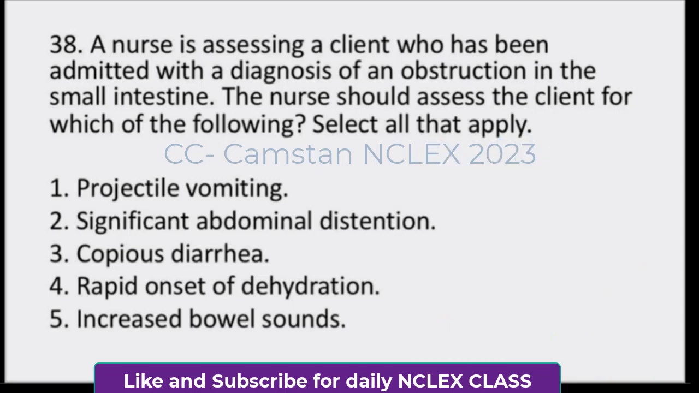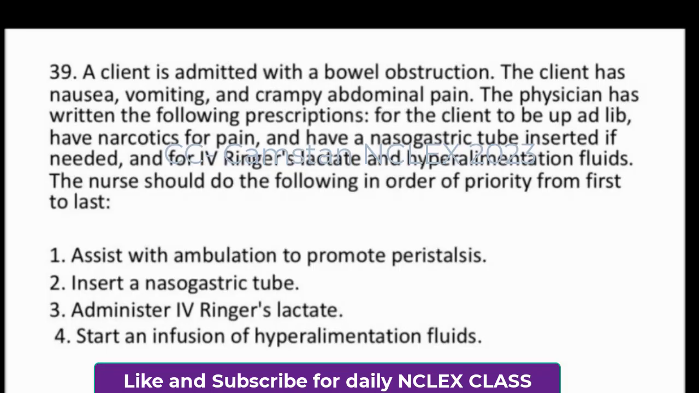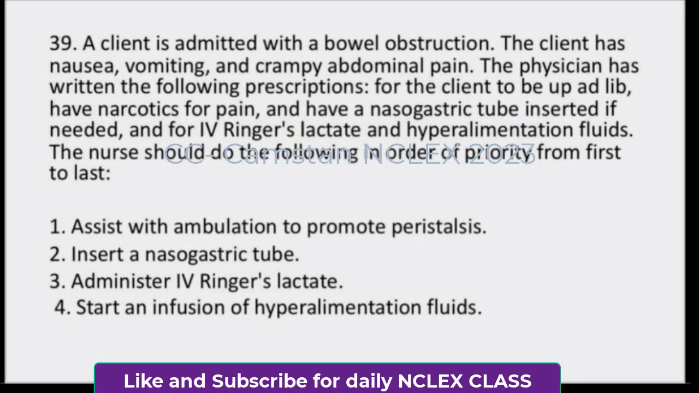So now moving on to the next question. A client is admitted with a bowel obstruction. The client has nausea, vomiting and crampy abdominal pain. The physician has written the following prescriptions for the client: to be up ad lib, have narcotics for pain, have a nasogastric tube inserted if needed, and IV Ringer's lactate and hyperalimentation fluids. The nurse should do the following in order of priority from first to last. Right. To answer this kind of question, we have to go through the options first, and they are asking about the order of priority in which the nurse should act.